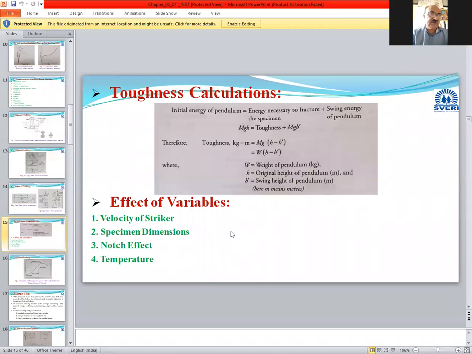Then temperature: if a hot atmosphere is there, normally the specimen will bend very early, it will break. So these variables affect the energy absorbing capacity, or we can decide the toughness of the materials. Next.